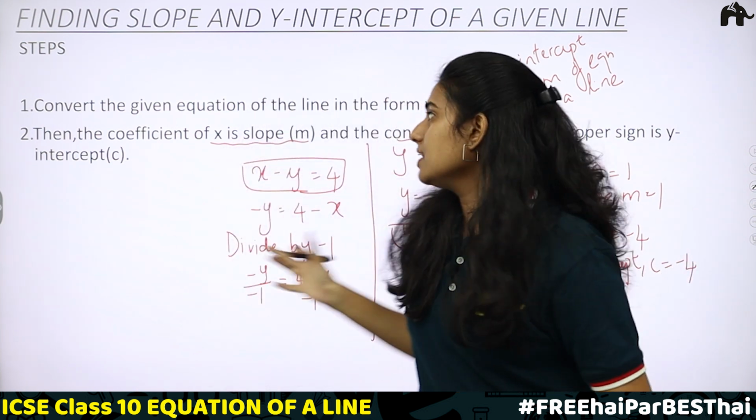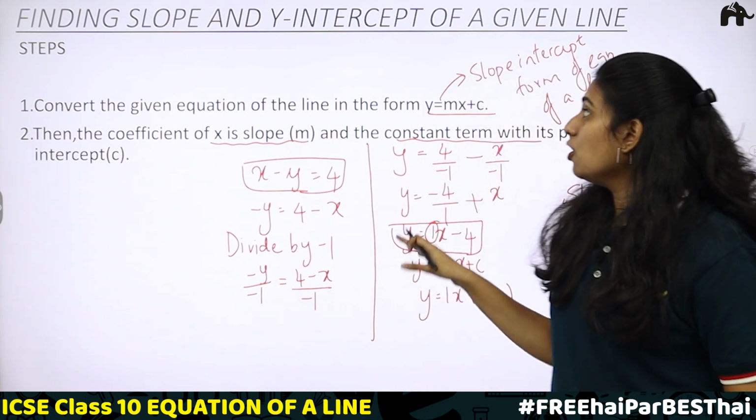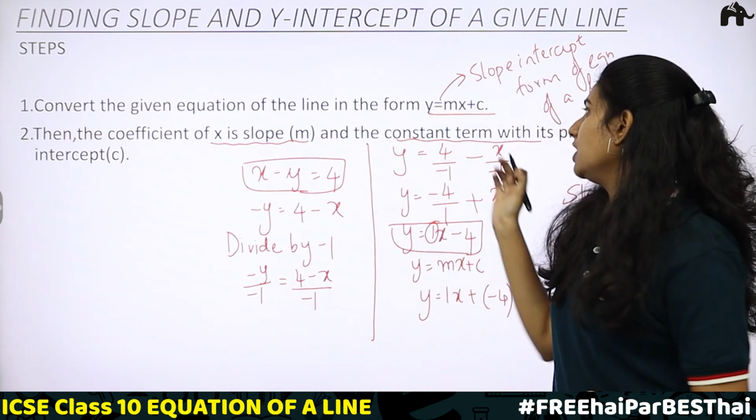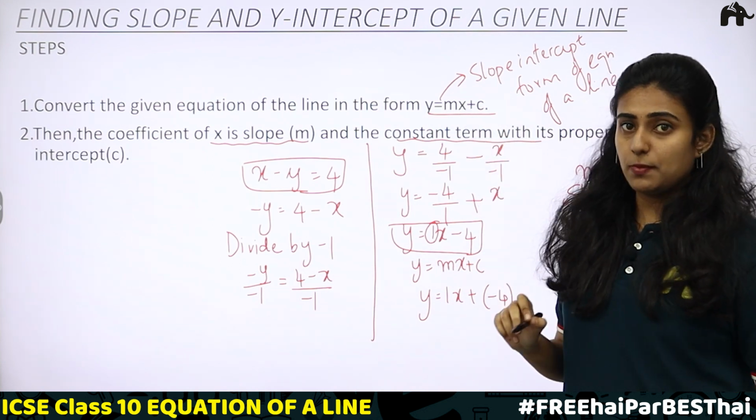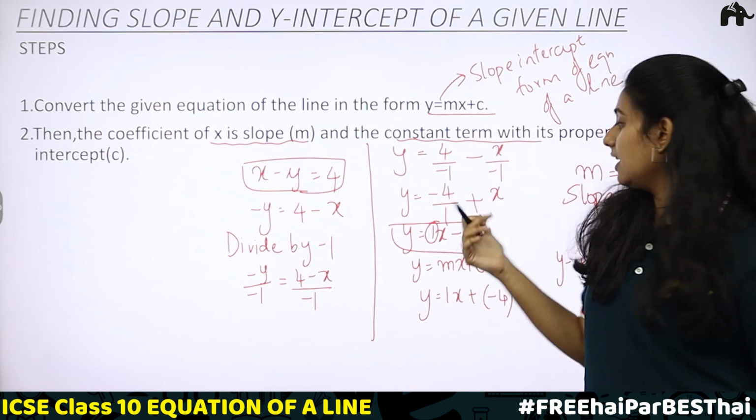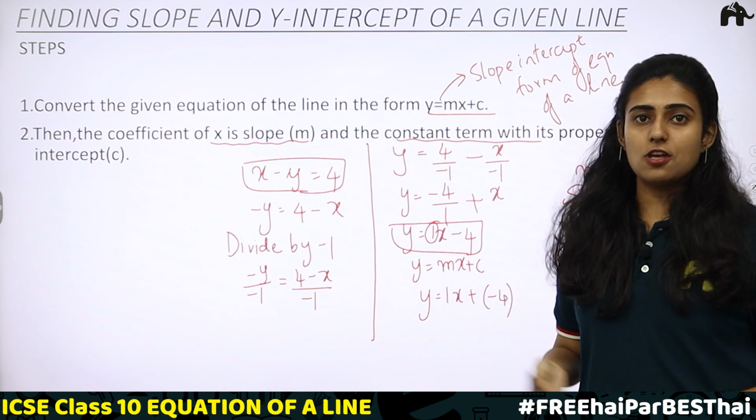Got it? So, this is how you can find the slope and y-intercept when the equation of a line is given. First step, convert it into the form y is equal to mx plus c. Compare it with the equation. Then you will be getting the values of m and c.